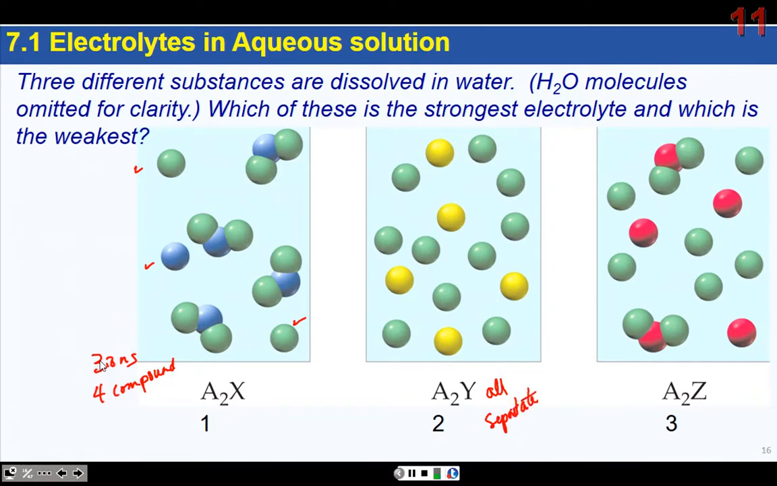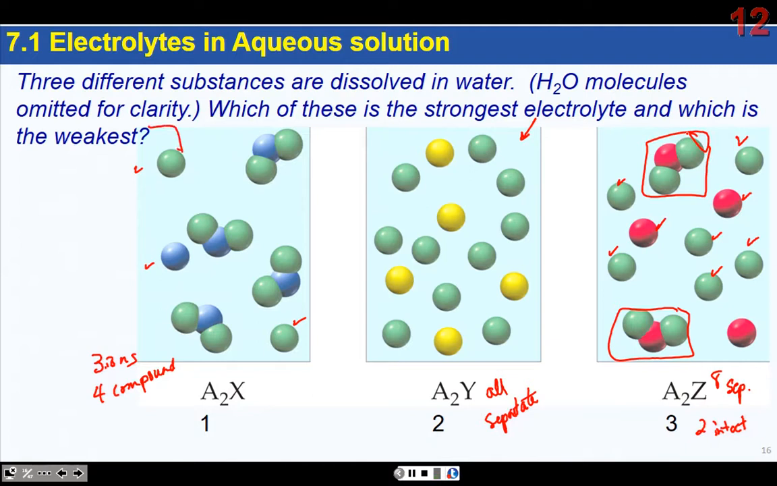And then in the last box, we see 1, 2, 3, 4, 5, 6, 7, 8 are separated, and 2 compounds are intact. So 2 are intact. So which one is the strongest electrolyte and which is the weakest? So the strong electrolyte is the one that dissociates the most, and I hope you figured it out by now, would be example number 2. And the one that dissociates the least would be the weakest electrolyte, and that would be example number 1. All right, example number 3 is somewhere in between.